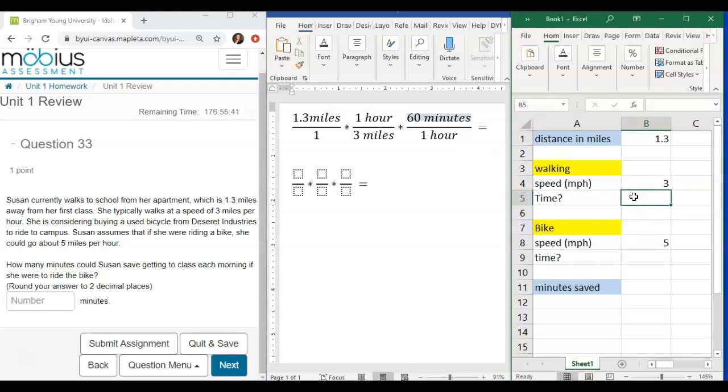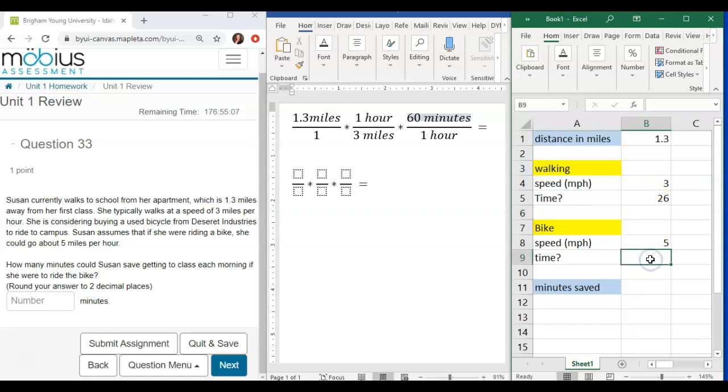So here, the time for her to walk the 1.3 miles will equal, and I'm going to indicate all of the numerators with the parentheses so that they are all multiplied together. 1.3 times 60. I can put the 1 in there, but 1 times 60 is all the same. And same down here, 1 times 3 times 1 all gives me 3. So I'm just going to keep the 3. Pressing enter, it takes her 26 minutes to walk 1.3 miles.